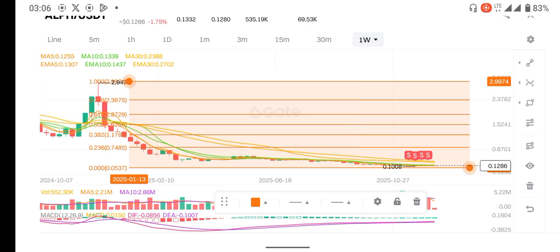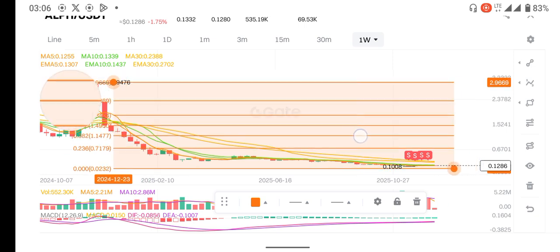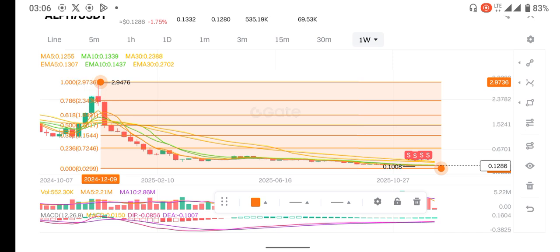Okay, so we can see that with this, we're expecting a price recovery at 0.786. Okay, that's 78.6%. We're expecting the price to recover to $2.37 per Alephium token. And at 100%, we're expecting the price to recover to 2.9736, which is approximately $3, which is remarkable. This is what we're all hoping for.